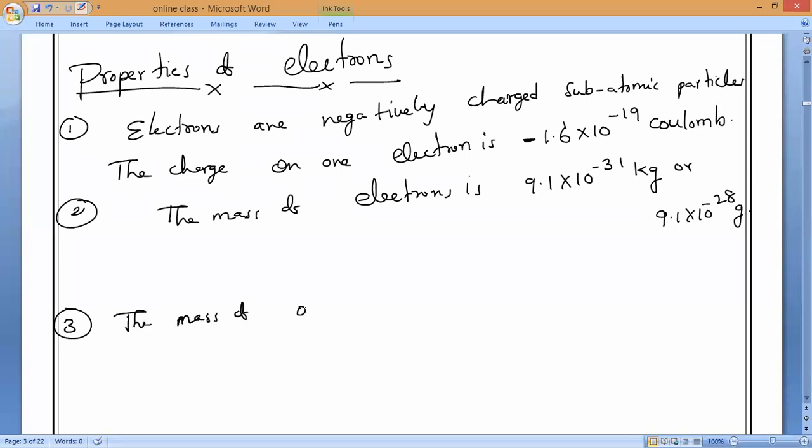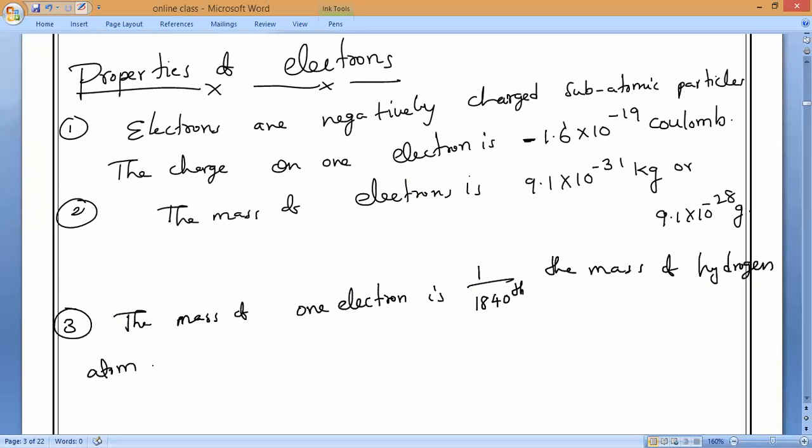Next. The mass of one electron is 1 by 1840th the mass of a hydrogen atom, or we can say 1 by 1840 U or AMU.